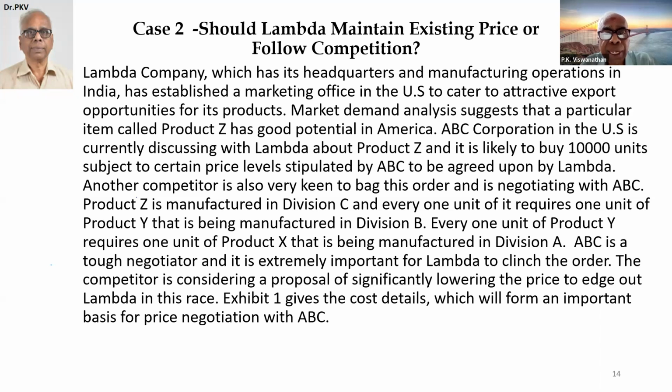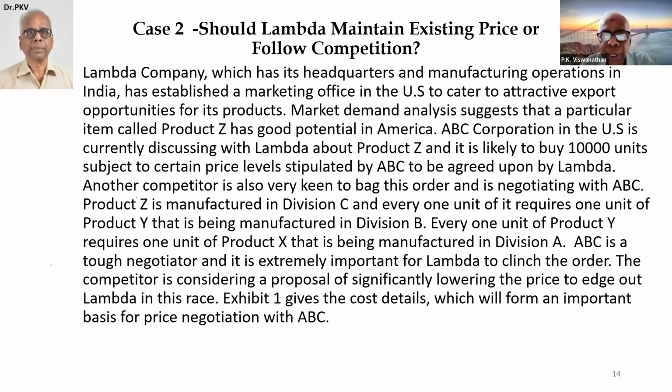Another competitor is also very keen to bag this order and is negotiating with ABC. Product Z is manufactured in Division C, and every 1 unit of it requires 1 unit of product Y, and product Y is manufactured in Division B. Every unit of product Y requires 1 unit of product X that is being manufactured in Division A. ABC is a tough negotiator, and it is extremely important for Lambda to clinch the order. The competitor is considering a proposal of significantly lowering the price to edge out Lambda in this race.